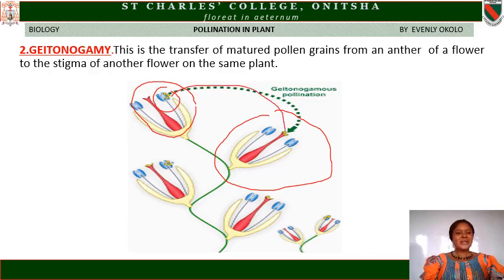Now, can you differentiate between orthogamy and geitonogamy? The difference is that in orthogamy, it involves only one flower. But in this one, which is geitonogamy, it involves 2 flowers.